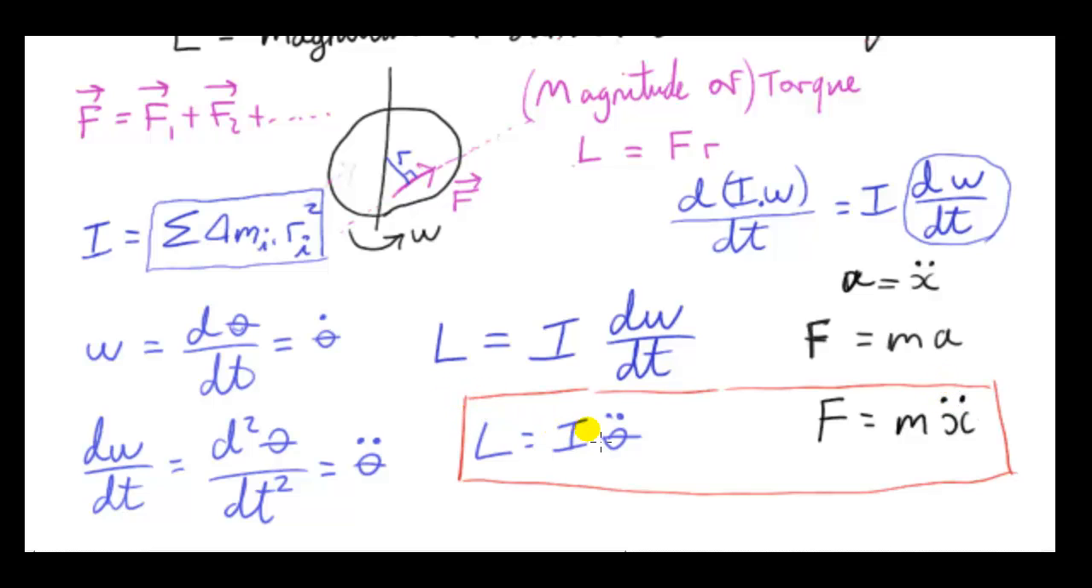So theta double dot plays the role of x double dot in Newton's second law. I, the moment of inertia, plays the role of the mass of a particle in Newton's second law, and L, the magnitude of the sum of the external torques on the rotating object, plays the role of F, the magnitude of the resultant force on a particle.